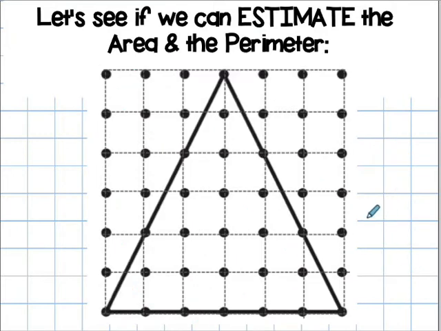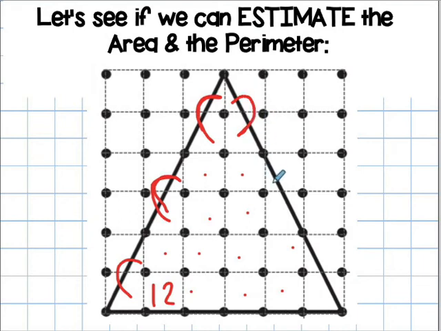Let's try this triangle. Every whole square we're going to count. So 1, 2, 3, and so on up to 12. We've got 12 so far, and then we're going to combine partial squares. So here's 1, here's 2, here's 3, here's 4, here's 5, and here's 6. So if we add 12 plus our 6 extras, we're going to end up with an estimated area of 18.